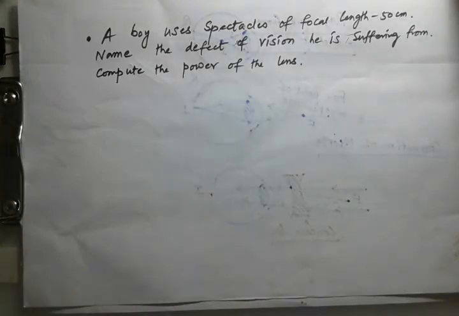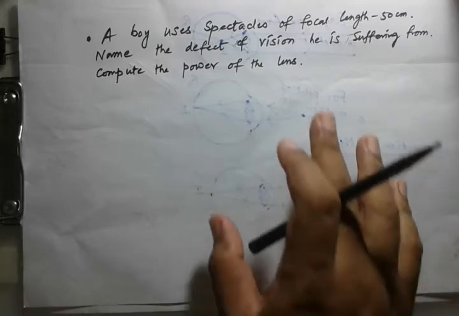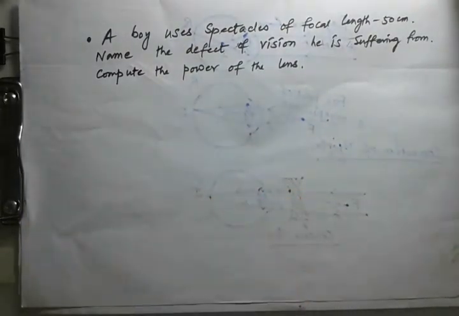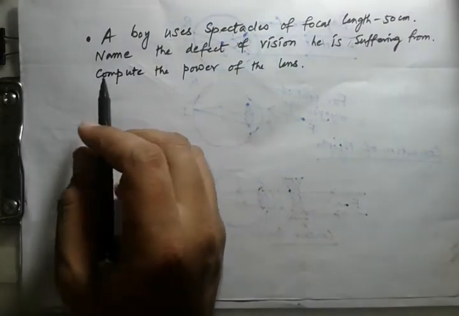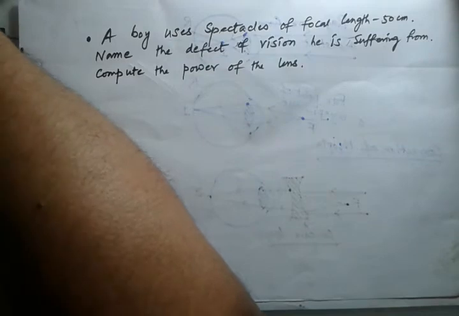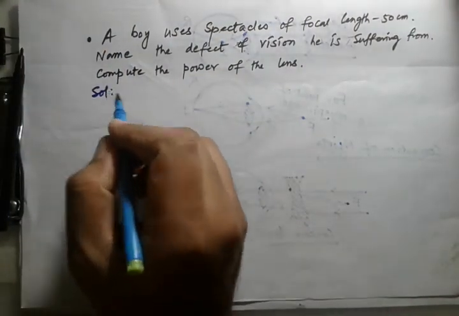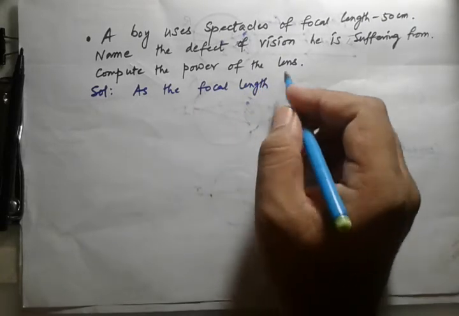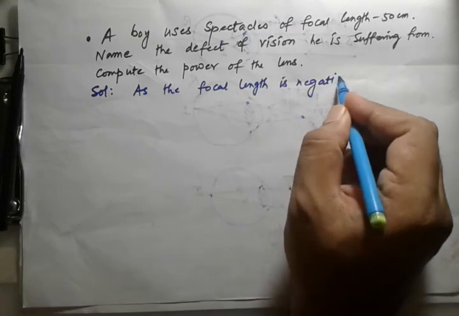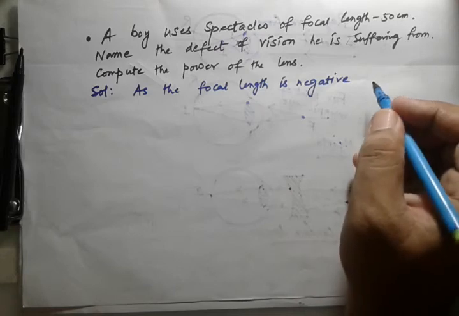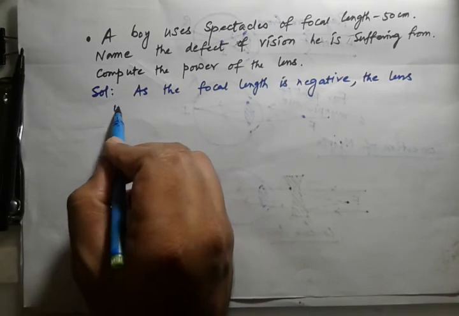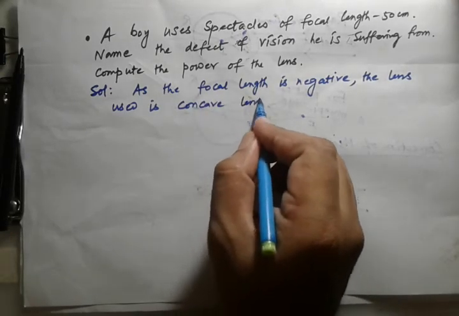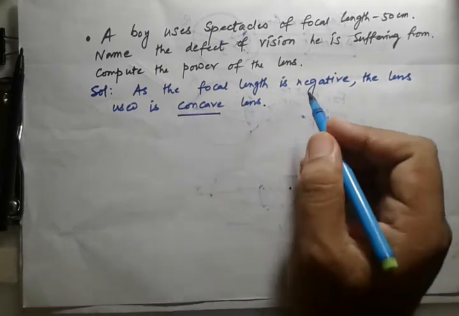Now you know that the focal length is negative here. So you can see the focal length is negative. The lens used is a concave lens. So as the lens is a concave lens, you can write the boy is suffering from myopia.